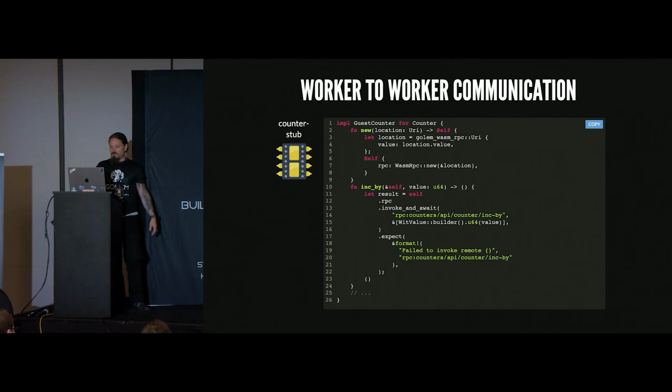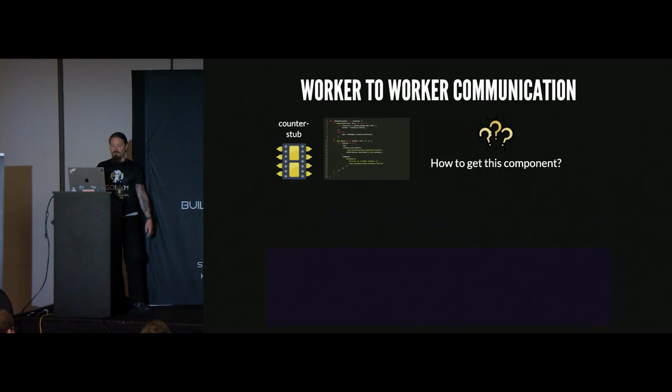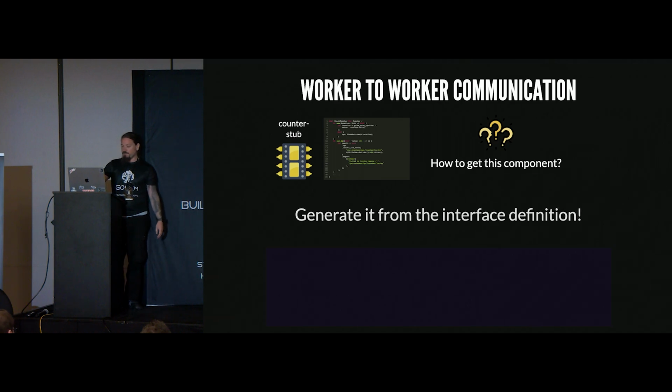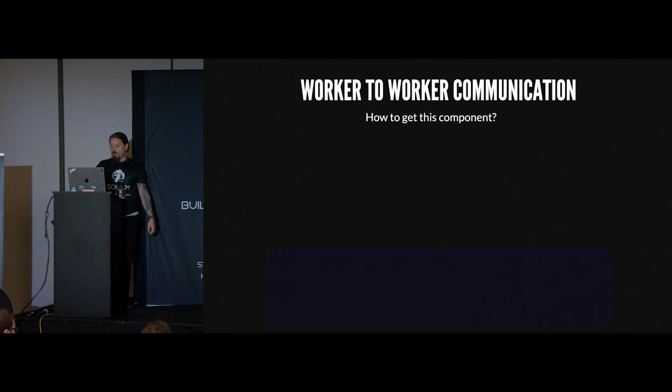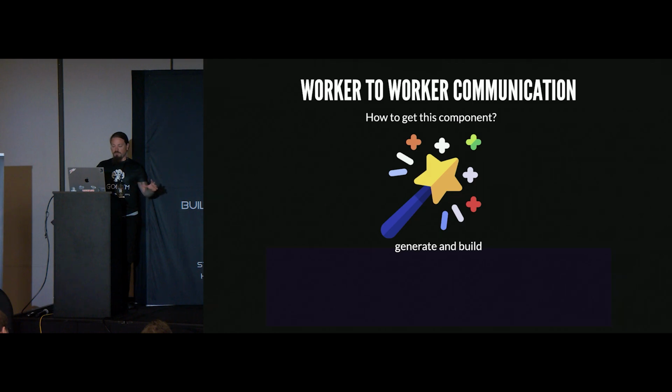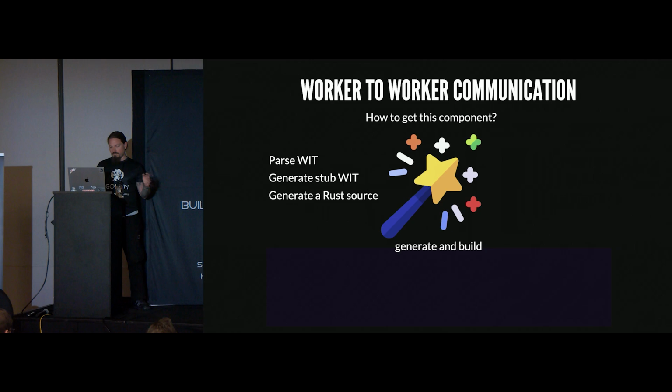But how can we get this counter stub thing? We don't want to write this by hand, definitely. So the good news is that you can just generate all these stubs only from the interface definition of the component that you want to call. In detail, it means first you have to generate and build this stub component by first parsing the interface definition of the target component, generating a new interface definition, and then generating some kind of source code that implements this. We are currently generating Rust source code, but it doesn't really matter because we immediately build the whole thing into a WASM file.